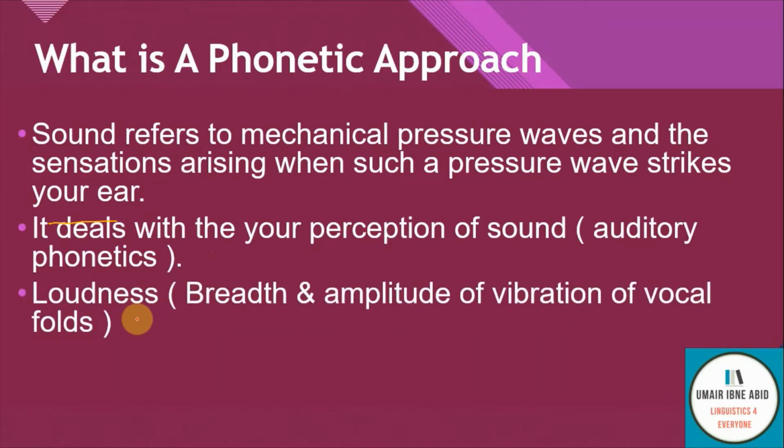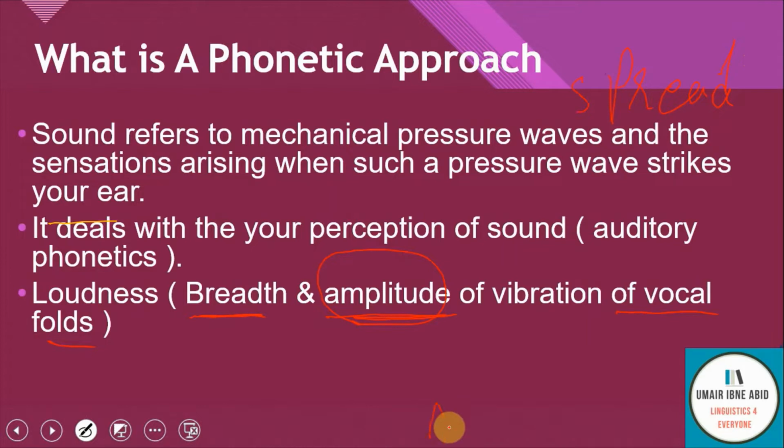It also deals with loudness. Loudness means the breadth and amplitude of vibration of vocal folds. Breadth means how much your vocal folds spread while producing a sound, and amplitude means the wavelength of that sound. So amplitude can always be shown in a graph. For example, you must have looked at a graph like this, and there is one like this. So these are higher amplitude.